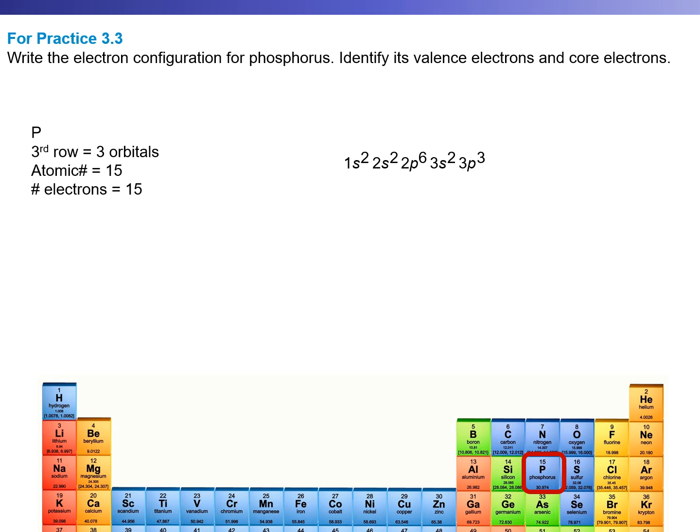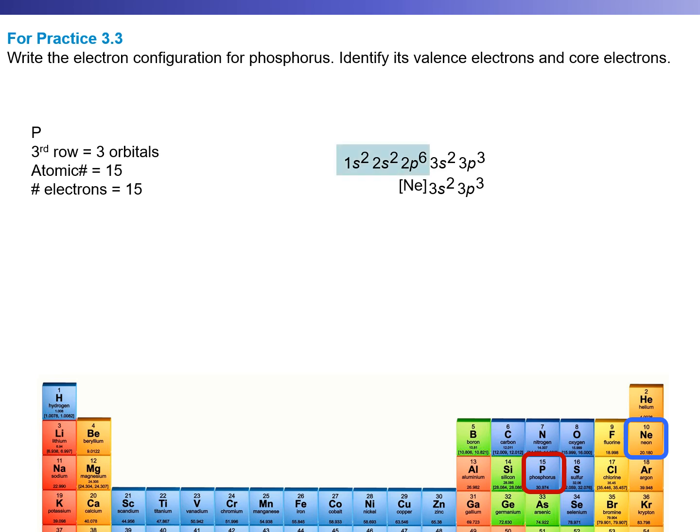Now we know that if we stop here at the end of the second row that we've got neon, and up to neon is our full shell, so we could write this abbreviating neon and then bringing in this incomplete third orbital, and that's another way that we could write phosphorus. All right, so the reason why I did that is because having an understanding that up to the point of neon we are full, that's really identifying our core electrons.